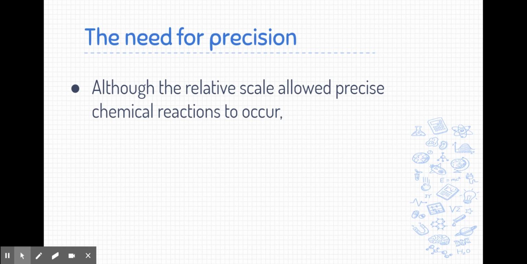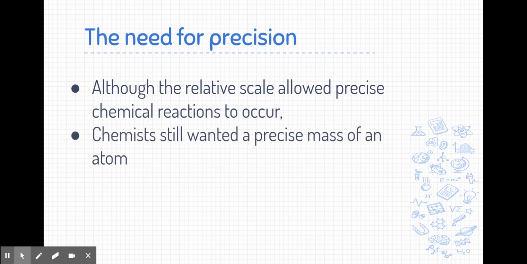So in the previous video, we showed that the development of a relative atomic scale allowed for precise chemical reactions to occur. If we think way back to the start of the last video, we saw that the whole point of this exercise was to develop chemistry into a quantifiable science. The challenge with chemistry, of course, is that what we're trying to measure is too small to measure directly. So we got around that with a relative scale.